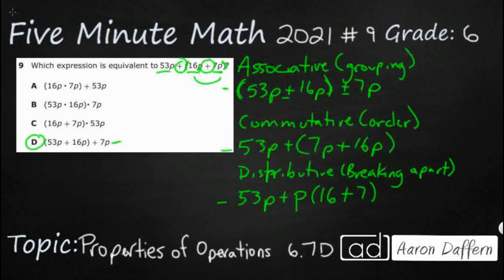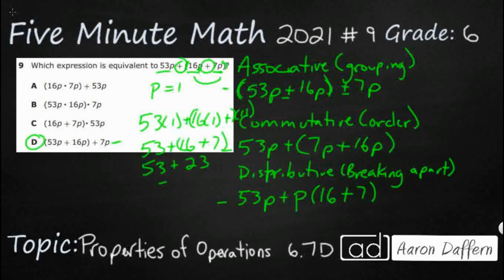Another option is just to replace this p here with a simple term. If you want, you can replace it with 1. If you think that might give you a false positive, you can replace it with 2, but let's just replace it with 1. Let's just say p equals 1. So what do we get here? We get 53 times 1 plus 16 times 1 plus 7 times 1. So really it's just 53 plus 16 plus 7. 16 and 7 is 23. So 53 plus 23, that would be 76.